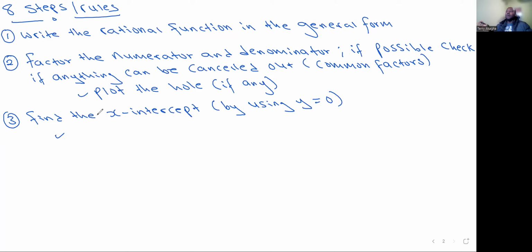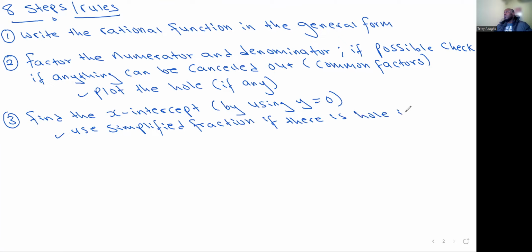So please, when I was talking about the holes, I talked about the common factors and the simplified fraction. So please go back to that video and see what I mean by the common factors and simplified. But if there is a hole in step 2, you have to use the simplified fraction. Okay, so you use the simplified fraction. If there is a hole in step 3, there's a hole in step 2, I beg your pardon.